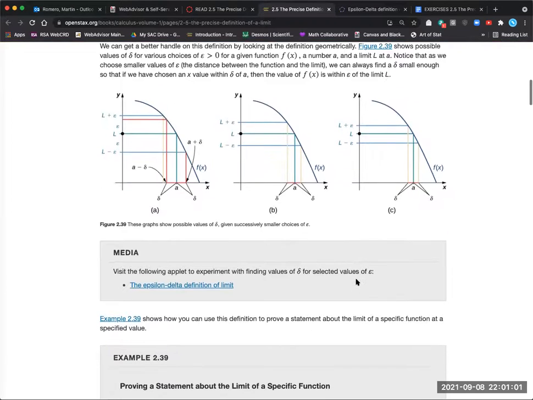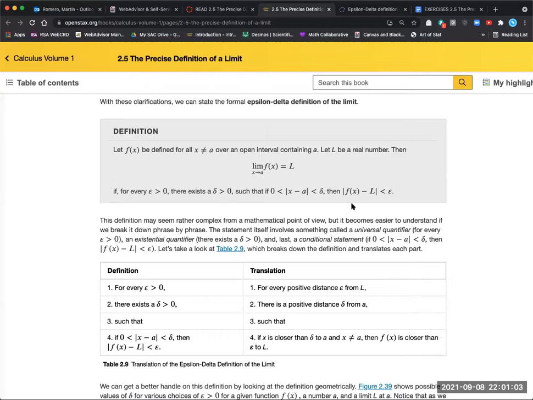But I think that's it for now. So there's our quick review for 2.5.